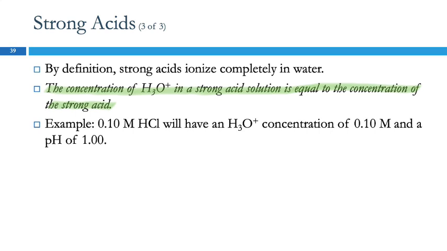So if we have a 0.1 molar HCl solution, then the hydronium ion concentration is going to be the same number, 0.10 molar, right? And then if you take the negative log of that, we get a pH of 1. Any questions about that?